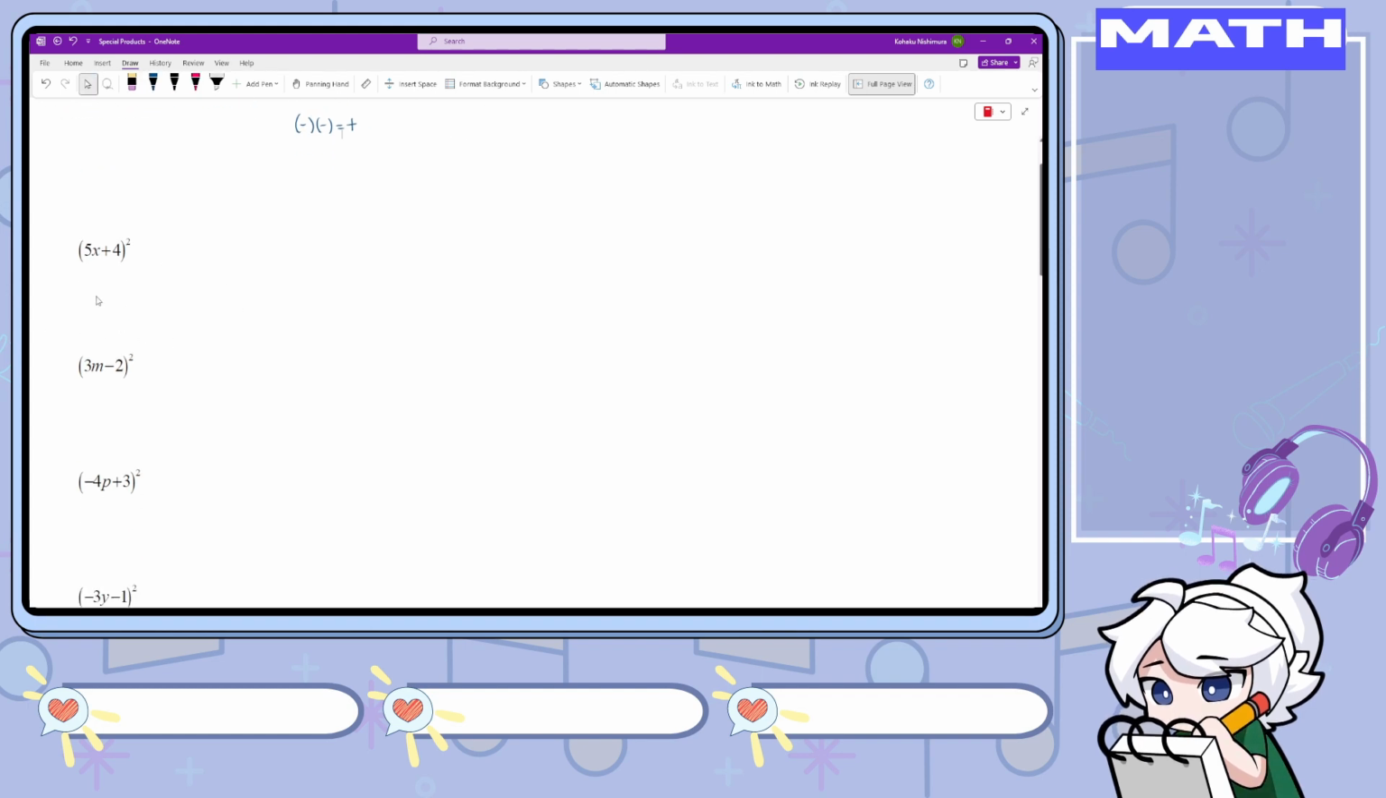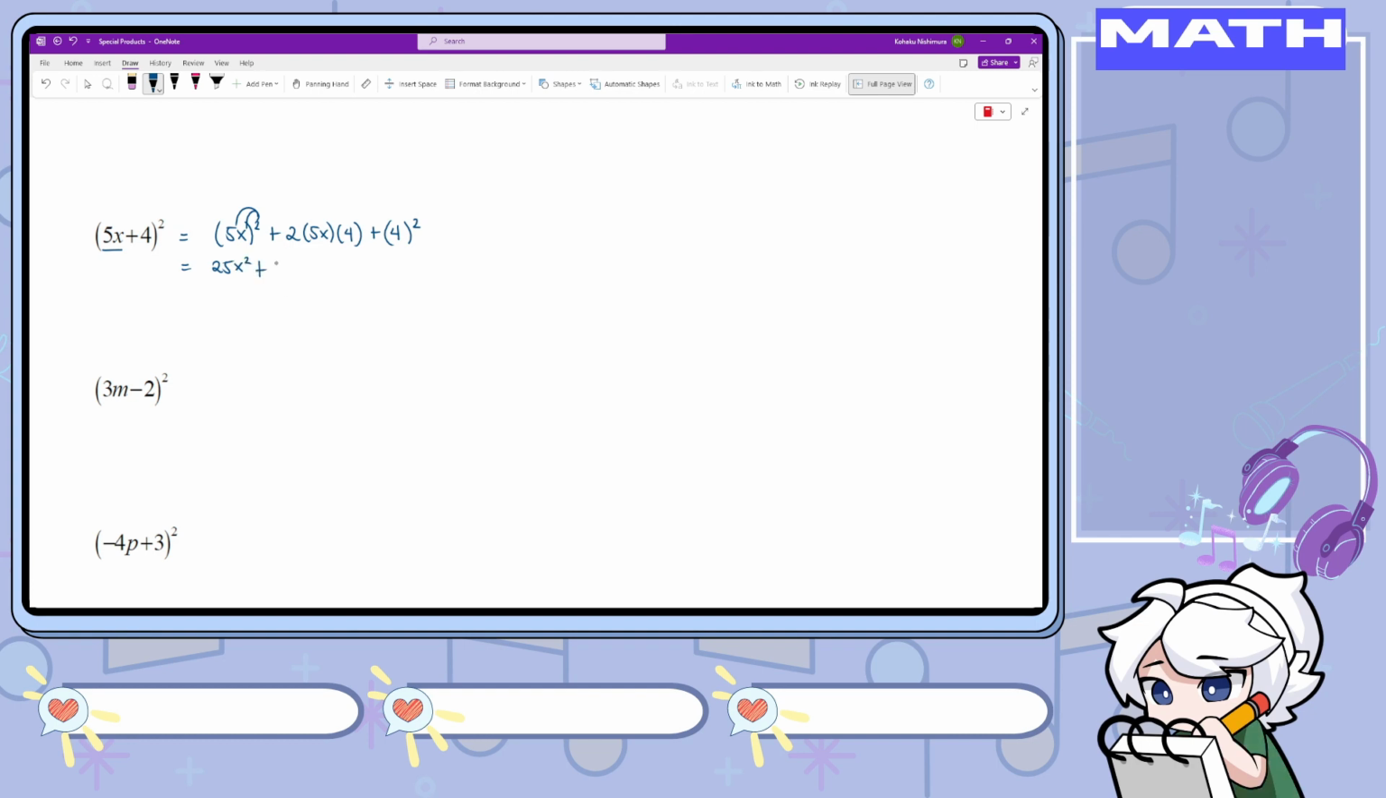We have here (5x + 4)². If we want to solve this, we get the first term 5x and enclose that in parentheses: (5x)² plus 2 times the first term 5x and the second term 4, and then the last term 4 enclosed and squared. Now let's try to simplify everything. What is 5 squared? 5 squared is 25. x squared is x squared, of course.